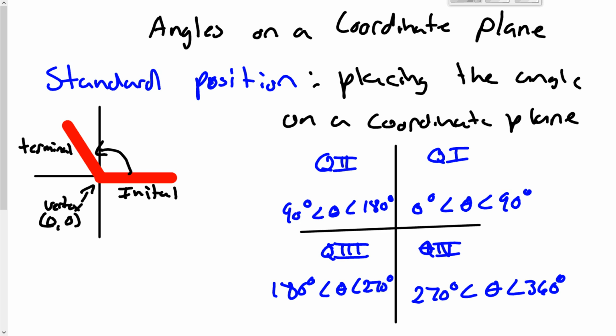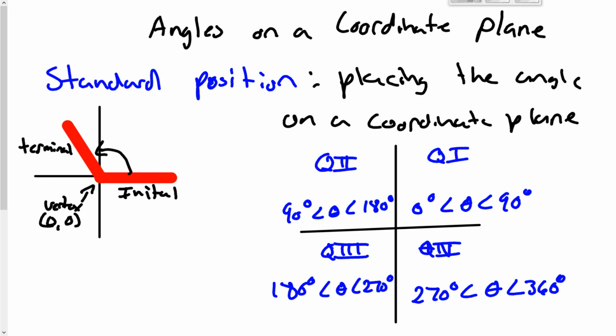And then on a coordinate plane, you have 4 quadrants: the first quadrant, second quadrant, third and fourth. The first quadrant is between 0 and 90 degrees if your terminal side lands in it. If it goes to the second quadrant, that's between 90 and 180. Third quadrant, 180 to 270. And fourth quadrant is 270 to 360.